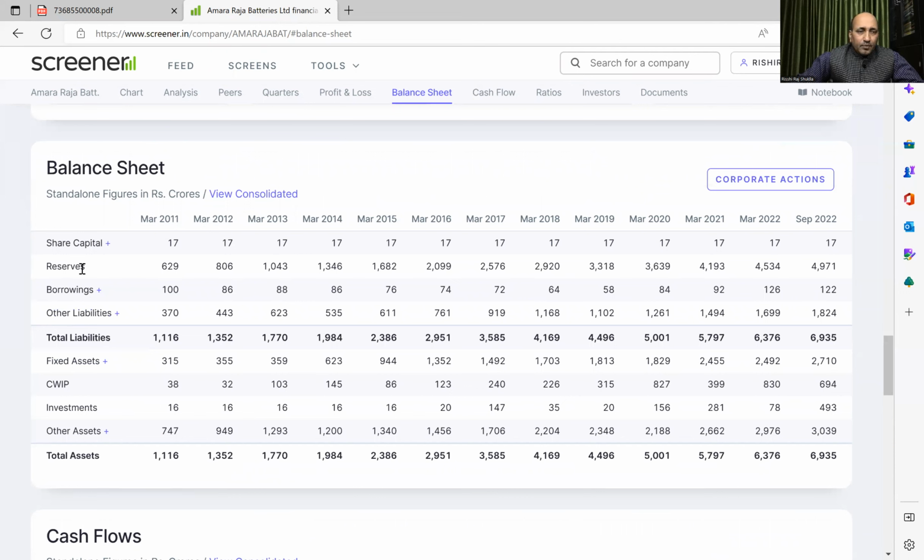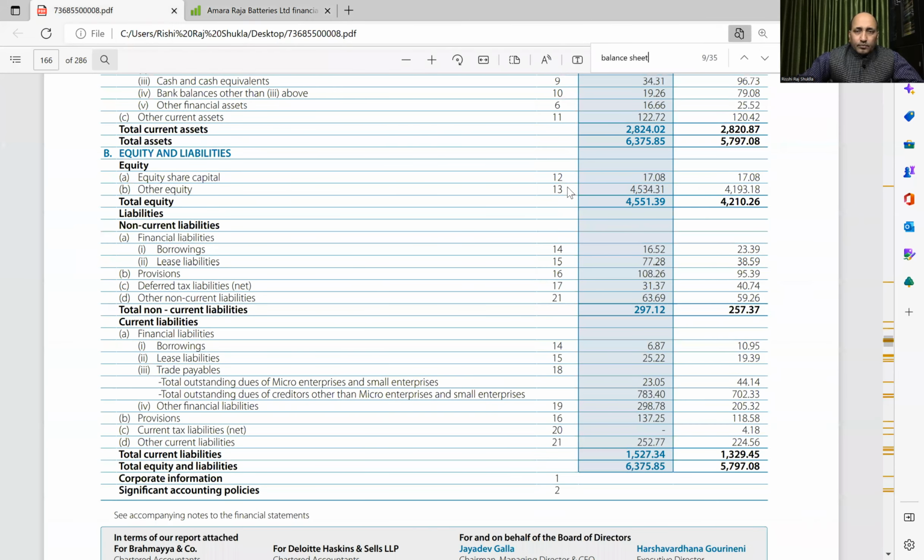Yes, you can see here reserves and share capital 17, 4,534. And here you can also see 534, total is coming this much.